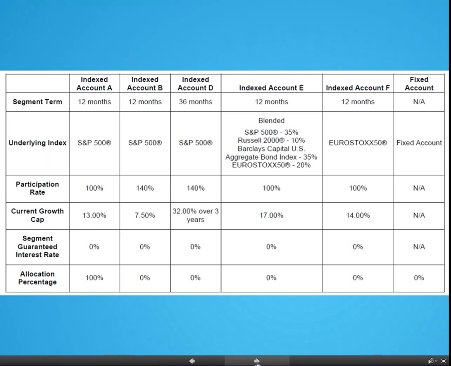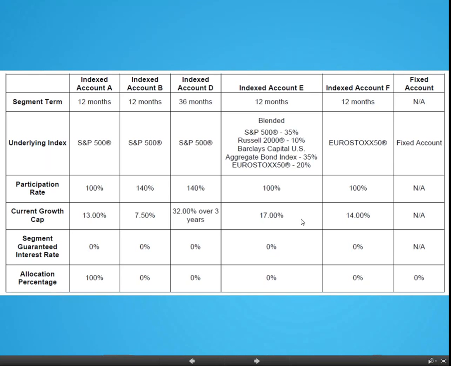And that has a certain risk profile, right, because of the S&P 500. Now, what if you were in another account, let's say this index account E over here, that was blended between all these different accounts? And you're looking at it and you're saying, well, that looks nice, that's diversification, that's good. And wow, look at that 17% growth cap. This is way better than these other options. Why are we not showing this to everybody?